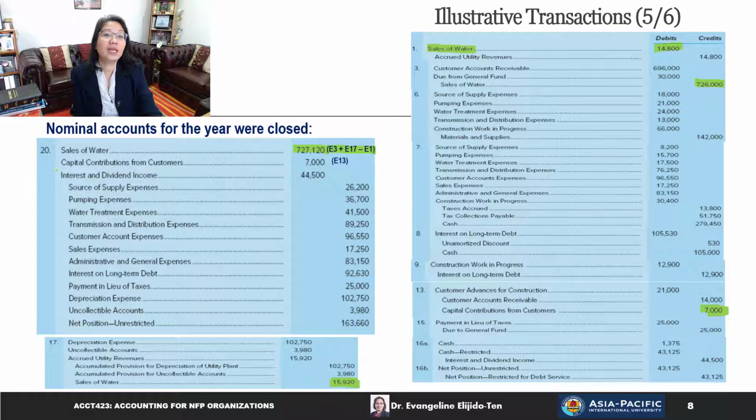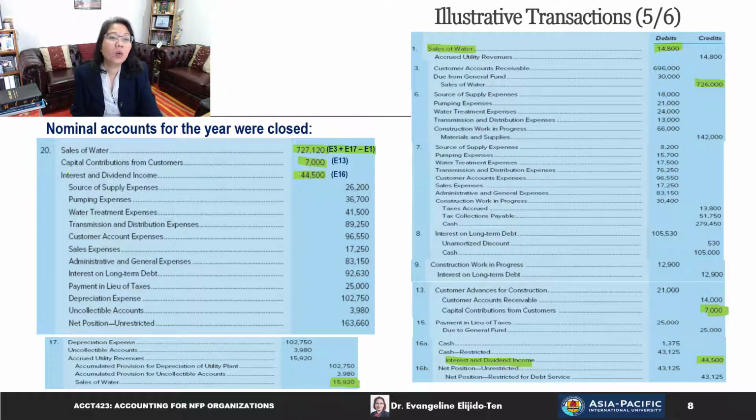The next one that we'll need to close is the interest and dividend income of 44,500. Where did we get this from? From entry number 16. So interest and dividend income of 44,500 has a credit balance. To close it, we'll need to debit it. So those are the debits. And what do we credit? Well, all the expense accounts will have debit balances. So to close them, we'll need to credit.